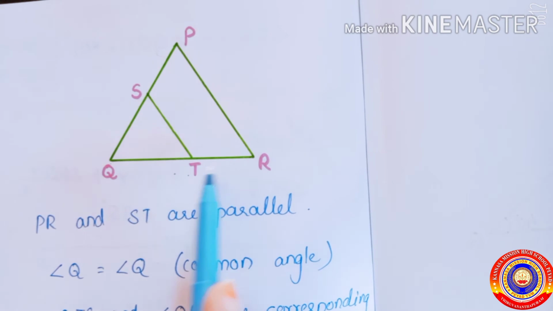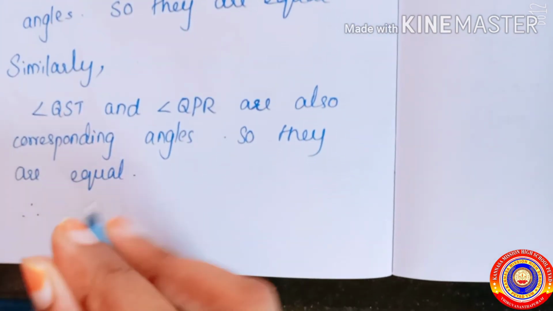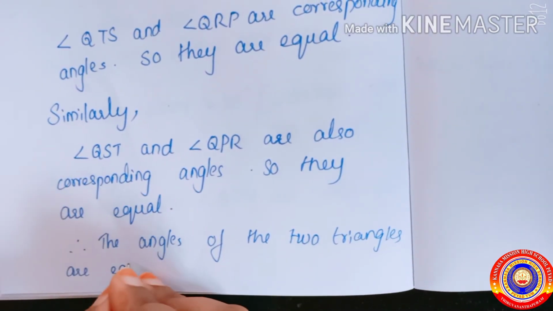From this we understood that the angles of both the triangles, that is the small triangle as well as the big triangle, are equal.